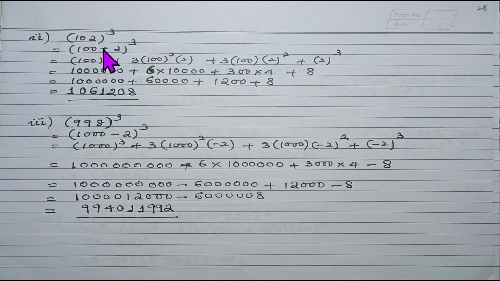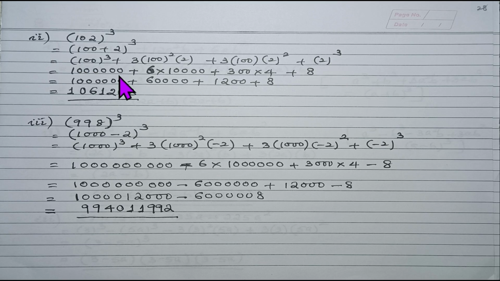We have to find 102 cube, not by the product method but by using an identity. 102 can be written as (100 plus 2) whole raised to 3, and we can apply the identity (a plus b) whole cube, which is a cube plus 3a square b plus 3ab square plus b cube. Here a is 100 and b is 2, therefore it is 100 cube plus 3 into 100 square into 2, plus 3 into 100 into 2 square, plus 2 cube.